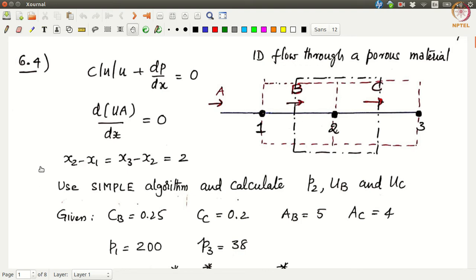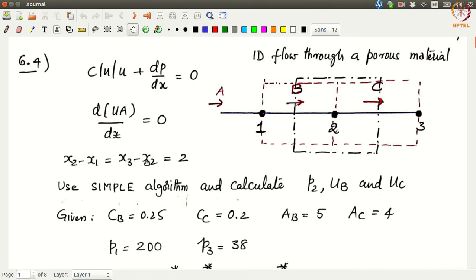Okay, so the first problem we will tackle today is problem number 6.4, that is the one-dimensional flow through a porous material. Essentially this is governed by the equation C mod U U plus dp/dx equals 0. We were given the pressure points 1, 2, 3 and the velocity points B and C. And the continuity equation was given as d/dx of u equals 0.